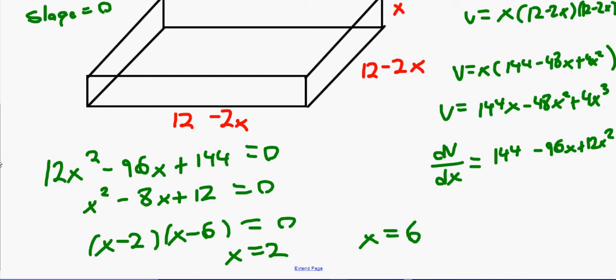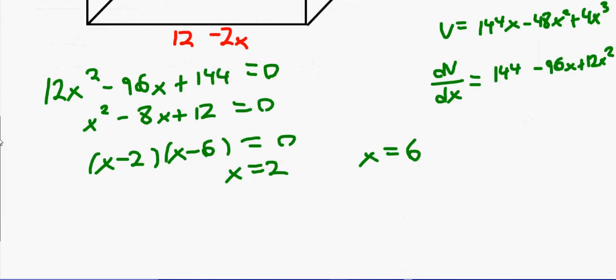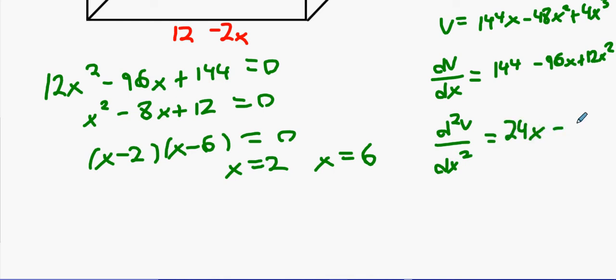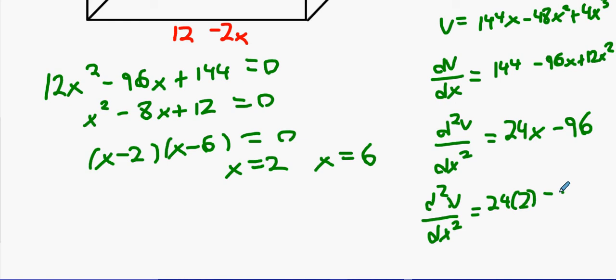Now, does it ask me to prove that's a maximum? That's not enough, is it? How do I prove it's a maximum? Take the second derivative and sub in 2. So you need to do the second derivative test. You get 24x minus 96. Sub in 2. If it's negative, it's a maximum. If it's positive, it's a minimum. 24 times 2 minus 96. You got minus 48, which is less than 0. This is in fact a max.